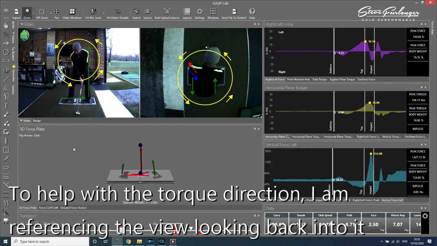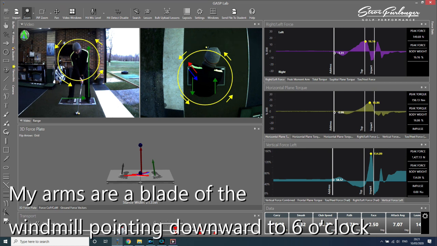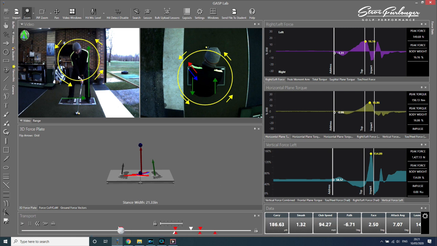So as I reference direction, the direction the windmill is going to turn and its torque, I'm looking at the windmill from this position, from the outside looking in. Okay, so an anti-clockwise turn in the windmill would be in this direction, and a clockwise turn would be in this direction. At setup, my arms and the club are like a blade of the windmill, pointing vertically down, straight down to a 6 o'clock position.